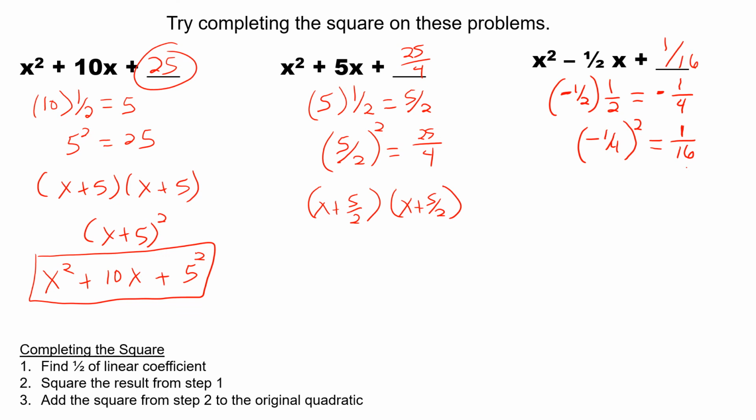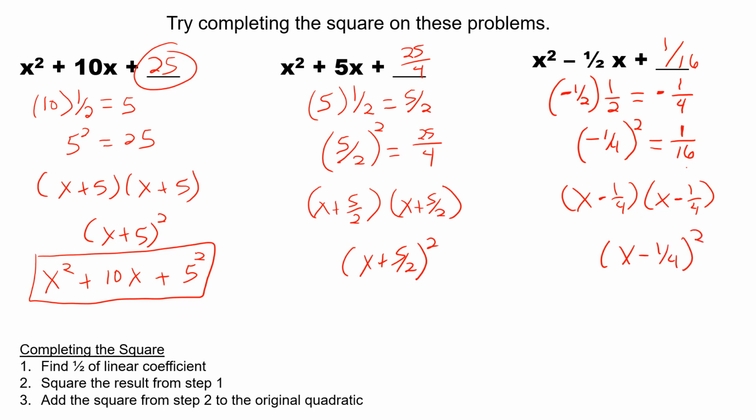Now if I was to factor that trinomial square, it would be x, and then it would be what? Now pay attention here. It would be negative 1/4 times negative 1/4, just like this was 5/2, 5/2. And I'm also going to write this over here, just so you know that's the same thing, and then this would be the same thing, squared. Okay, that's the whole idea.